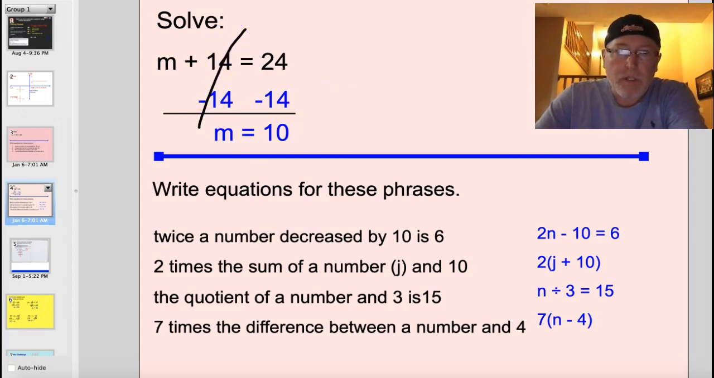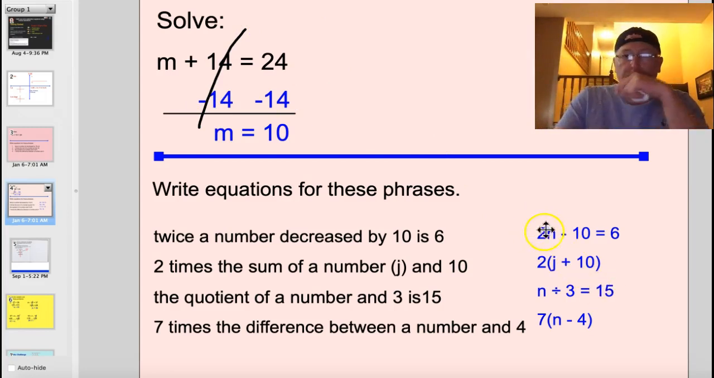All right, next one, write equations for these phrases or expressions. Twice the number decreased by 10, that's 2n minus 10 equals 6. 2 times the sum of a number j and 10, so 2 times j plus 10. The quotient of a number and 3, so that's division, n divided by 3 equals 15. 7 times the difference between a number and 4.